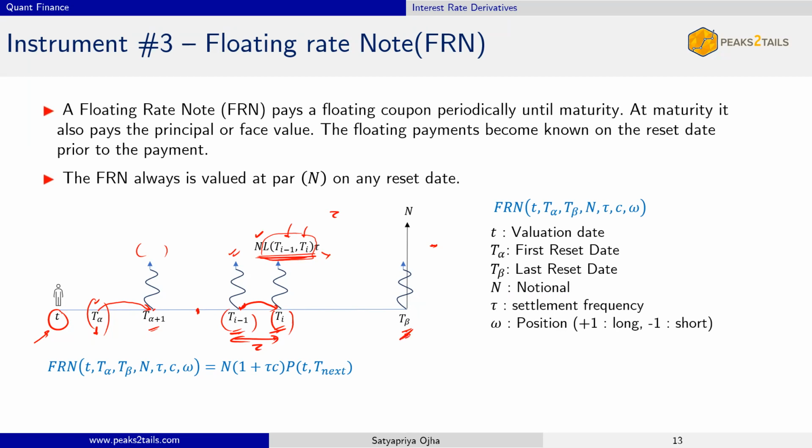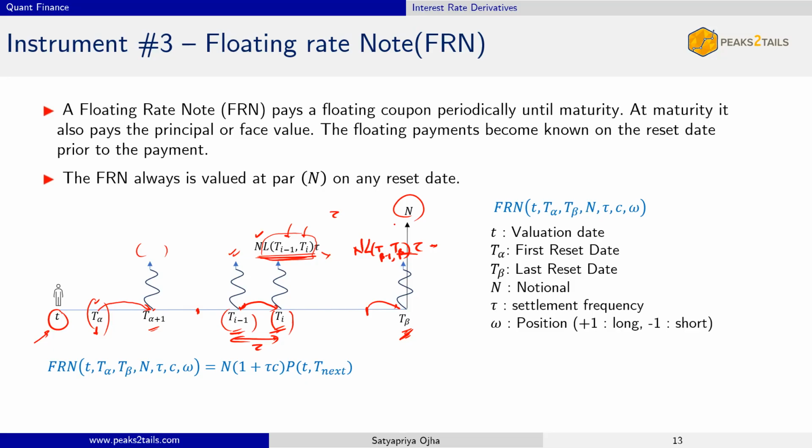On T beta, the last reset date, you'd get a payment which would have been decided based on the rate available then. The payment would be the notional times the floating rate between T beta minus 1 and T beta, times tau. Also at the end, you get the notional. So it's similar to a fixed rate bond. The only difference is the floating coupon payments are not known in advance. You only know them when you get there, not before. So this looks like a complicated instrument. How do we value it?